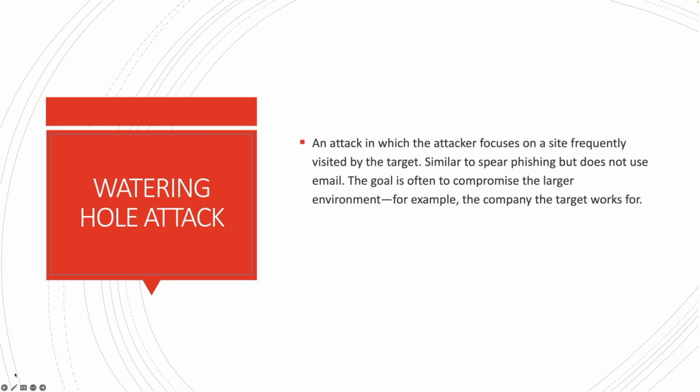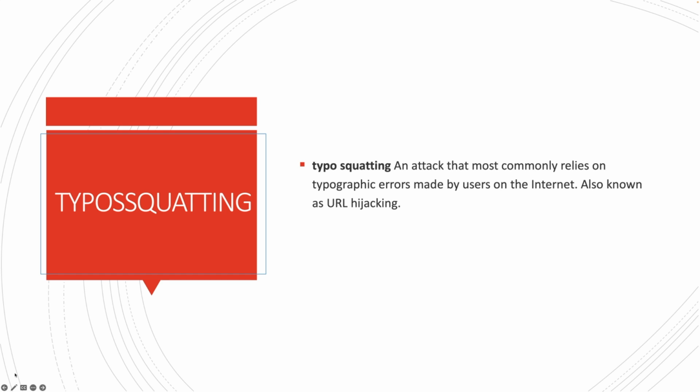Watering hole attack. A watering hole attack is an attack in which the attacker focuses on a site frequently visited by the target, similar to spear phishing but does not use email. The goal is often to compromise the larger environment, for example, the company the target works for. Typosquatting, an attack that most commonly relies on typographic errors made by users on the internet, also known as URL hijacking.